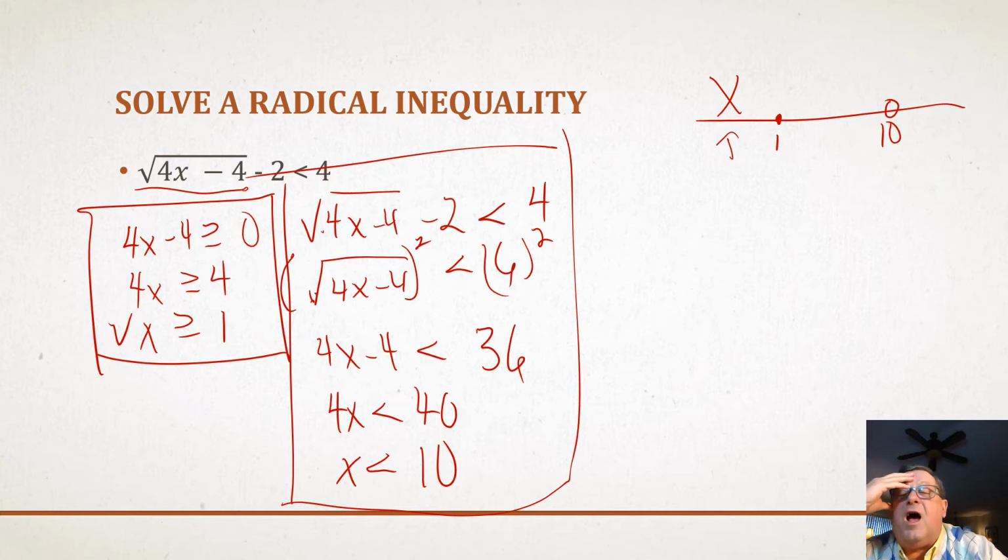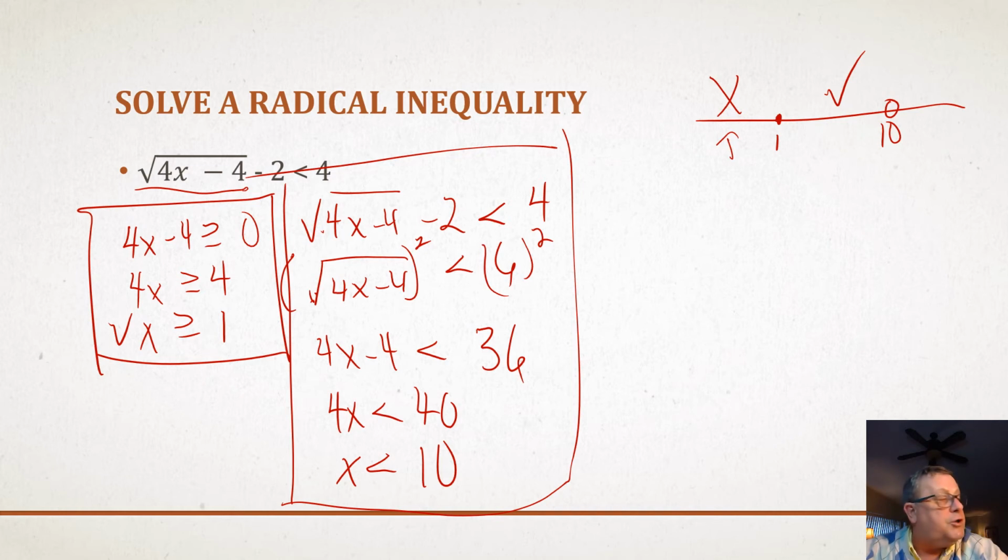Let's choose 5. 5 is between 1 and 10, right? So I'm going to substitute 5 for x. So we got the square root of 4 times 5 minus 4. 4 times 5 is 20. Minus 4 is 16. So I got the square root of 16 minus 2 being less than 4. And the square root of 16 is 4. So 4 minus 2 is 2. And 2 is indeed less than 4. And so that interval passes.